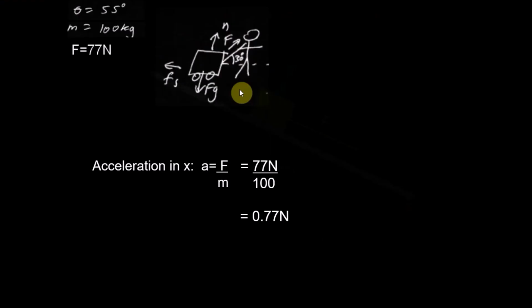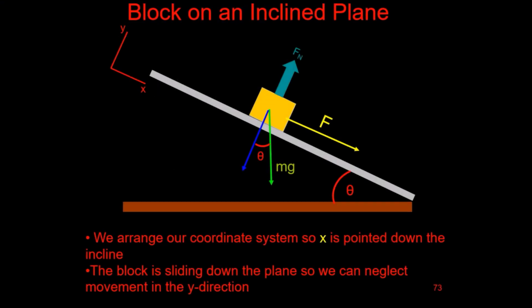Now, if we're to look at a system of an inclined plane, then we're taking a slope and putting our mass on a slope.